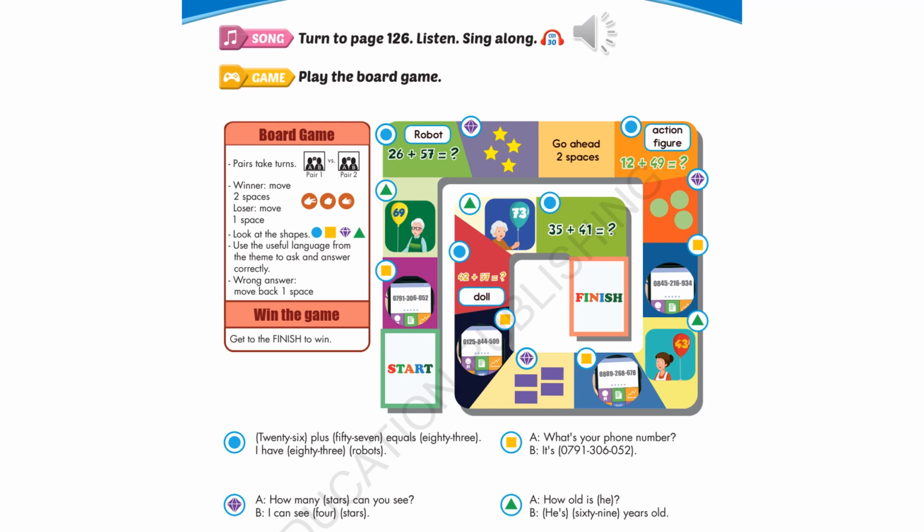How many shapes can you see? I can see 4 rectangles. I can see 5 circles. 4 rectangles plus 5 circles is 9. 9 shapes. I can see 9 shapes.